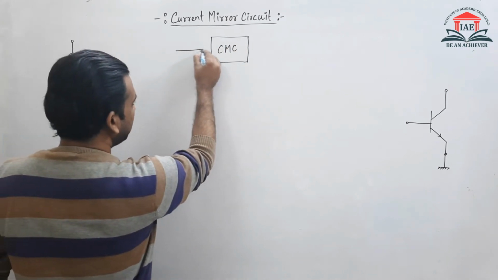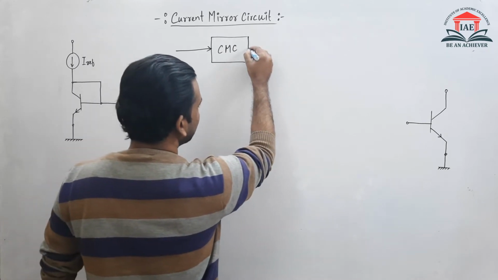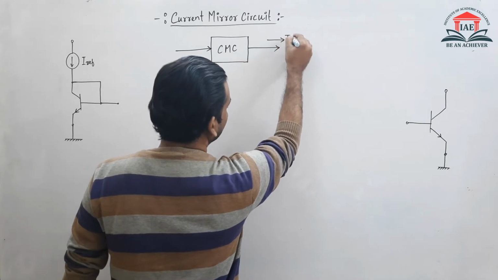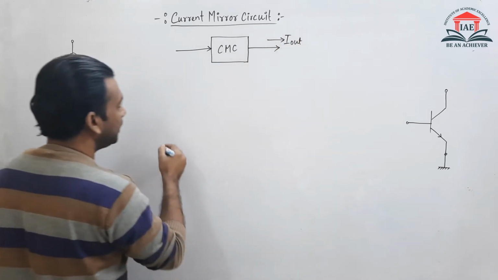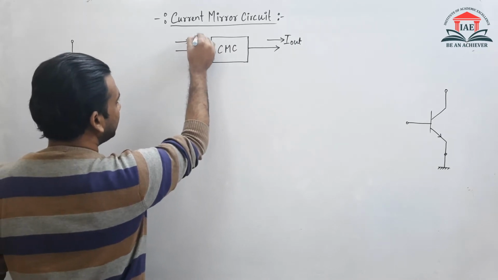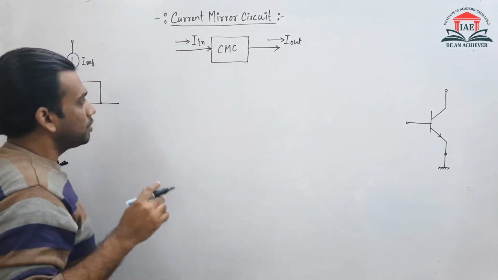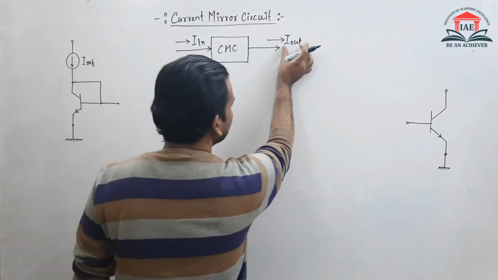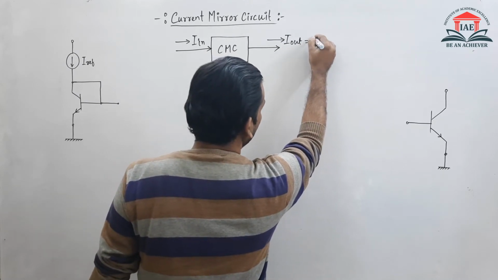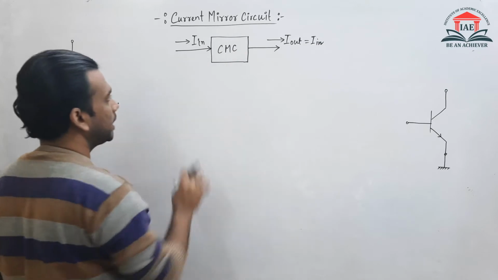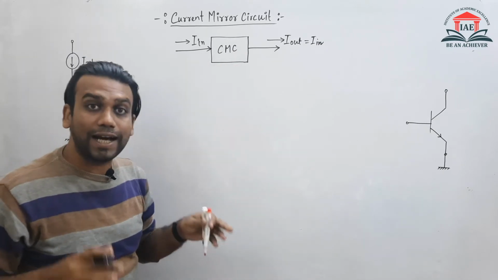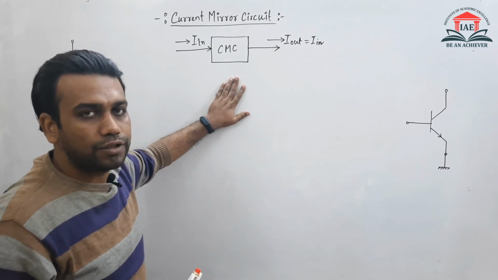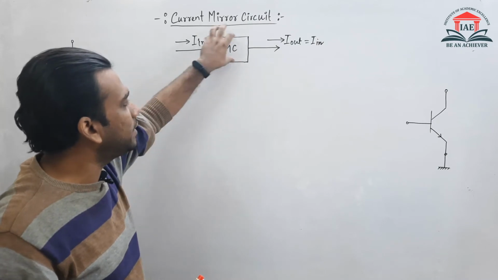This will be the input of the circuit and this is the output of the circuit. In the output we will get a current I out. Similarly, in the input we will have a current I input. According to the definition, the output current will be the mirror image of the input current. Then only this circuit will be called a current mirror circuit. Now, what will be the actual circuitry inside this block diagram?